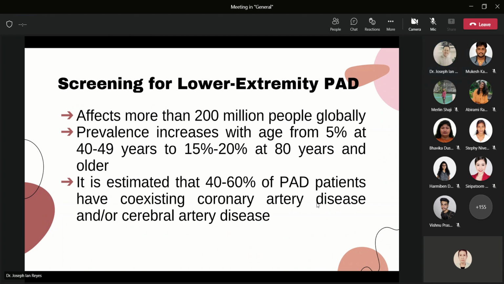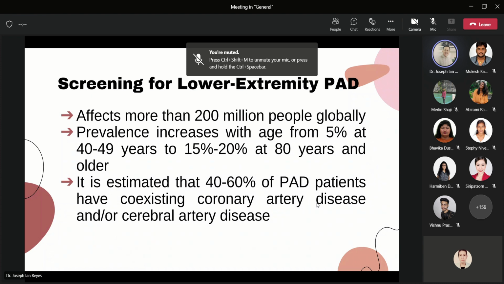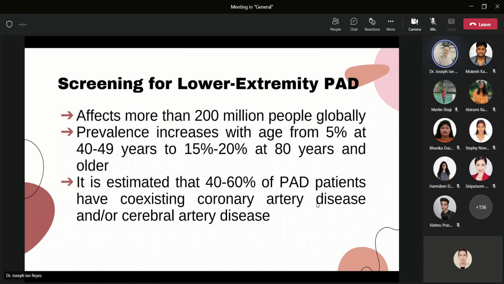So first, screening for lower extremity peripheral artery disease. So as we all know, atherosclerotic lower extremity PAD affects more than 200 million people globally. So prevalence increases with age, ranging from 5% at the age of 40 to 49 years old to 15 to 20% in persons aged 80 years and older. So as we grow older, the incidence would increase.